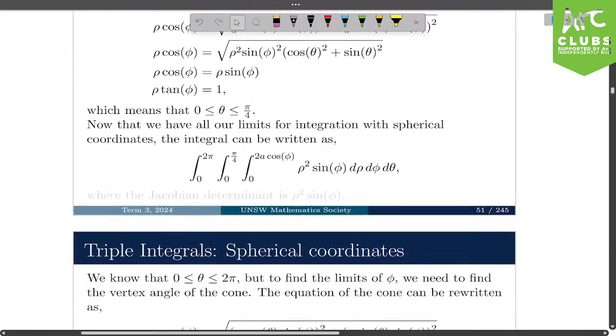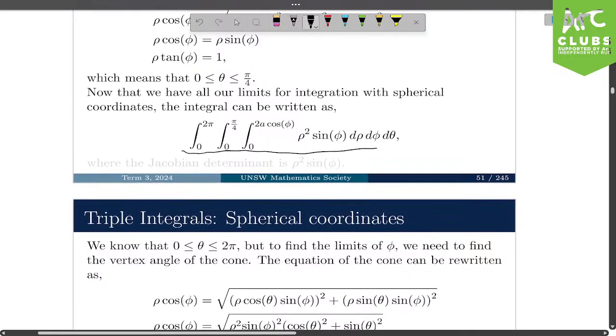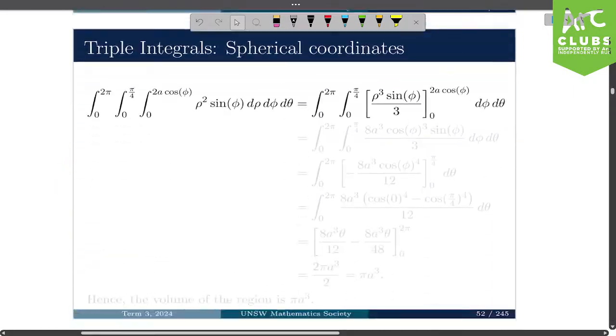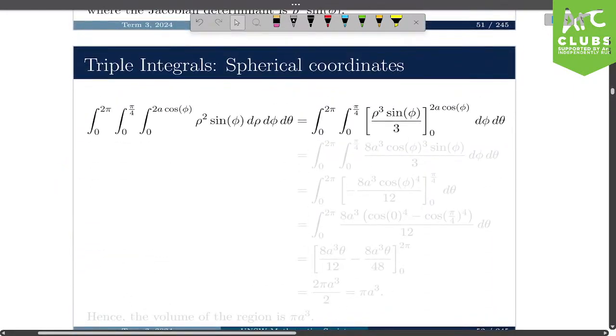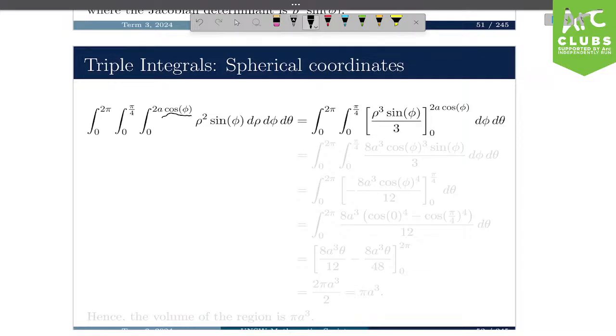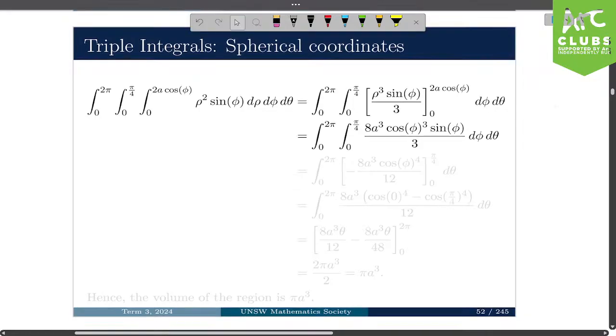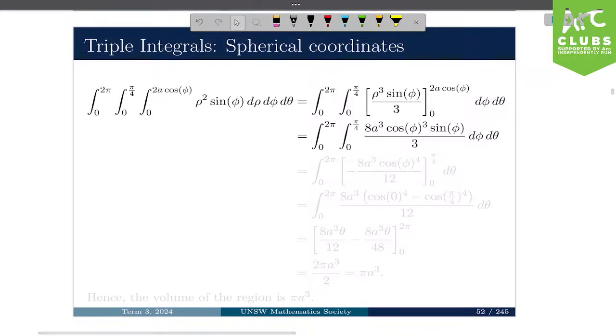And now we write out our integral as follows, noting that the Jacobian determinant in this case is rho squared sine phi. And so now we integrate this expression. I prefer to just do rho first because obviously it is dependent on phi. So we end up getting rho cubed sine phi over 3, which gives us 8a cubed cos phi cubed sine phi over 3.